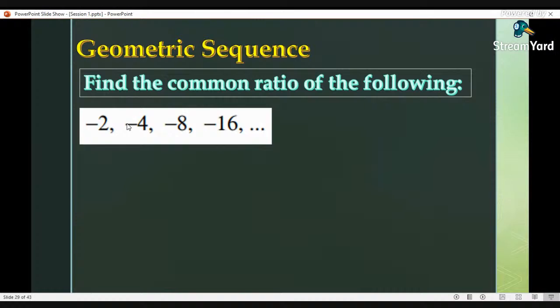Okay, negative 2, negative 4, negative 8, negative 16. So, negative 4 divided by negative 2. Take note, negative divided by negative is positive. So, our common ratio must be positive. 4 divided by 2 is 2. 8 divided by 4 is 2. 16 divided by 8 is 2. Now, this can be considered a geometric sequence, and the common ratio is positive 2.